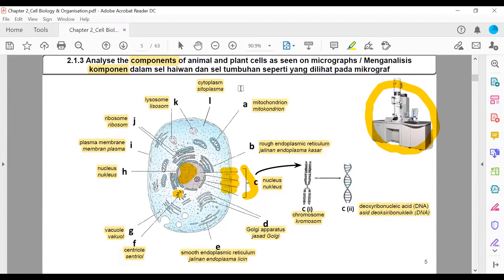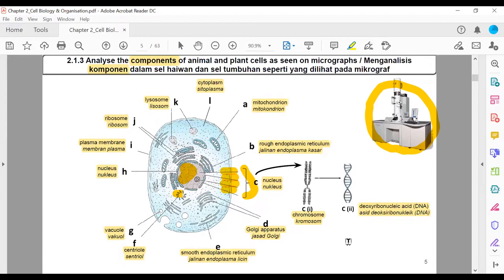So we call them cellular component. How many of them? 1, 2, 3, 4, 5, 6, 7, 8, 9, 10, 11, 12. 12 organelles, 12 cellular components. 12 komponen sel dalam animal cell, sel haiwan.